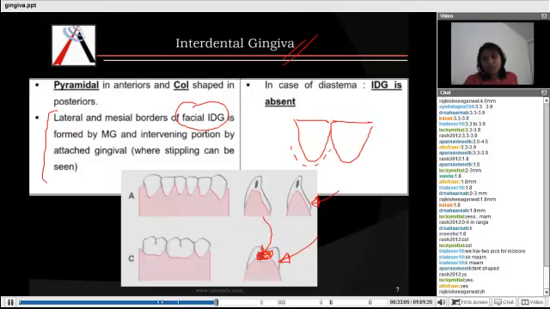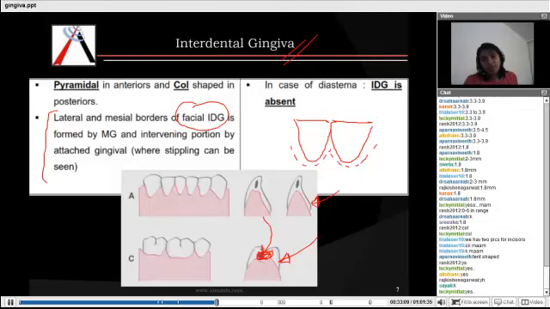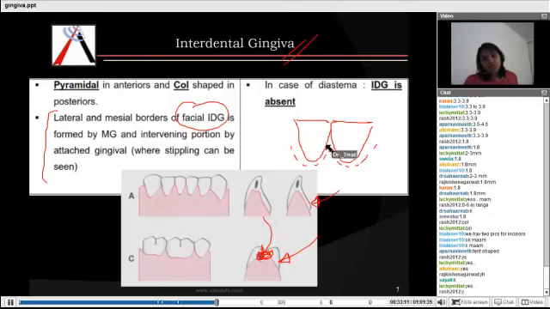What I mean to say is your marginal gingiva, which is going along, extends into the interdental area also. So if we consider this particular area, this is an interdental gingiva. Now, interdental gingiva is made up of marginal gingiva on either side. You see this? This is the marginal gingiva on both sides. But the center of the interdental gingiva will be made up of attached gingiva. Okay?